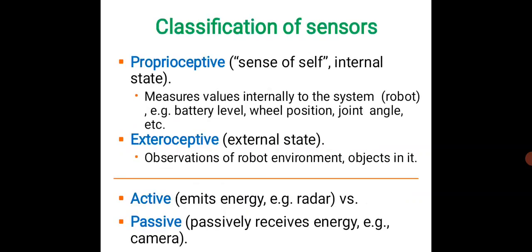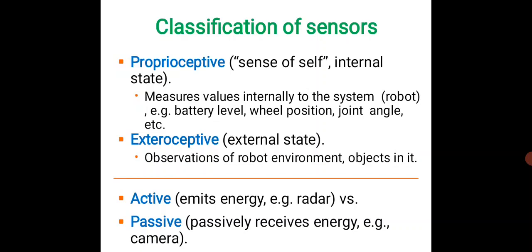So how are these sensors classified basically? Here we have proprioceptive and exteroceptive, which defines whether it measures an internal state or an external state. In the first case, it will measure values internal to the system, that is, to the robot, for example wheel position, joint angle, battery level. And when it comes to the external state, these are observations of the robot's environment or objects present in it.